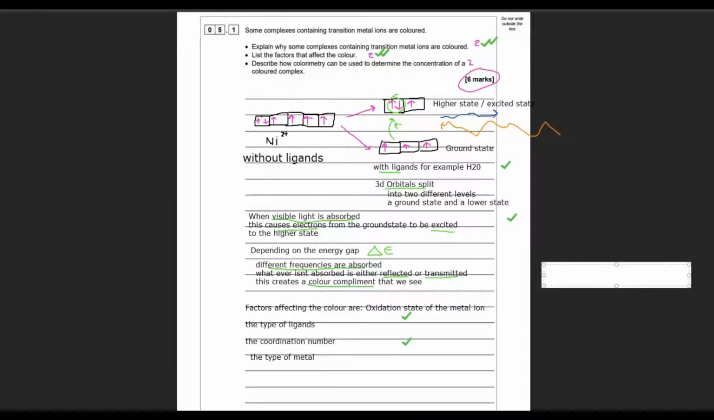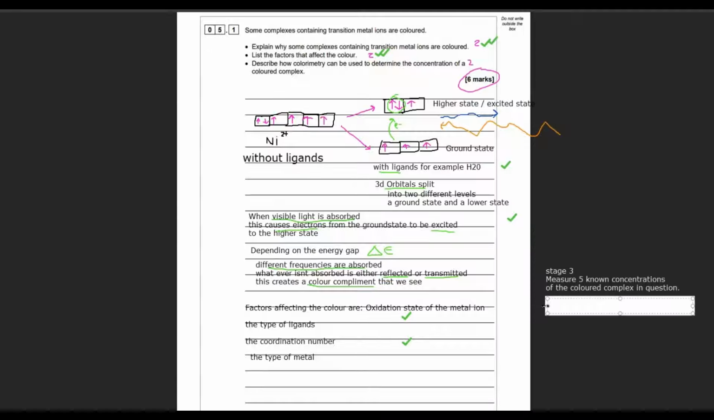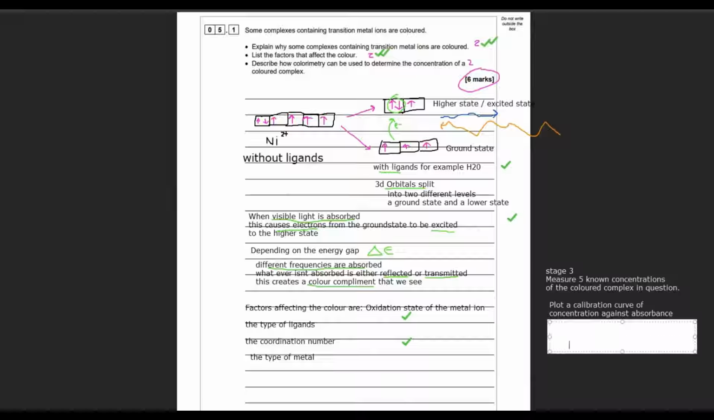So we just basically want to use some of the key points about colorimetry. If you had an unknown concentration of, say, a copper complex ion, you would take the exact same complex ion solution where you know 5 concentrations. So take 5 known concentrations, measure the absorbance at each concentration, and plot a calibration curve. You get a curve of 5 known concentrations like 10%, 20%, 30%, 40%, 50%, whatever, and you measure the absorbance at each one. You plot that on a line graph and you'll get something called a calibration curve.